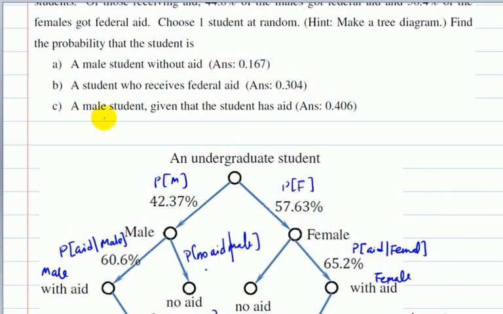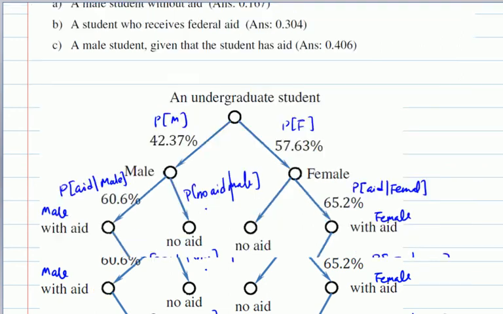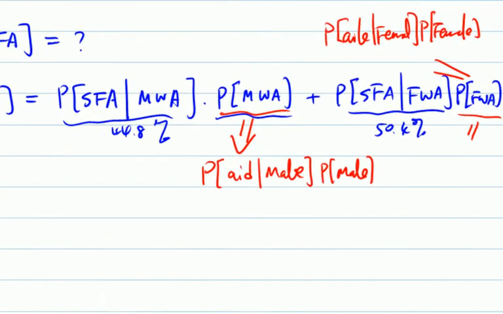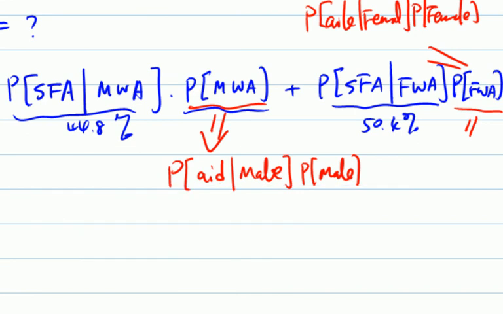So the last question: for a male student, what's the probability of the student being male given the student has financial aid? So if you have a student having aid, what would be the probability of that being a male student? So it's a conditional probability. What's the probability of male if you're getting financial aid? Bayes theorem, okay, Bayes theorem here.